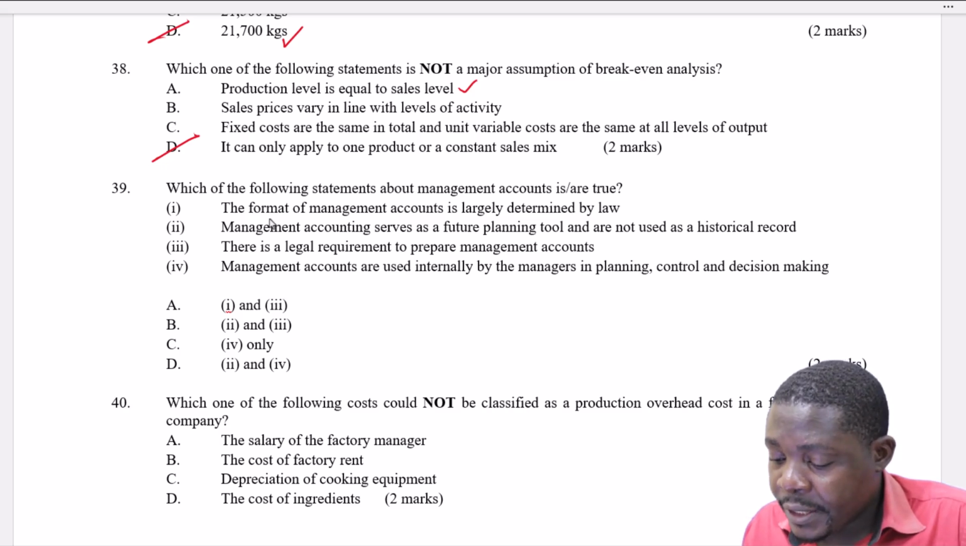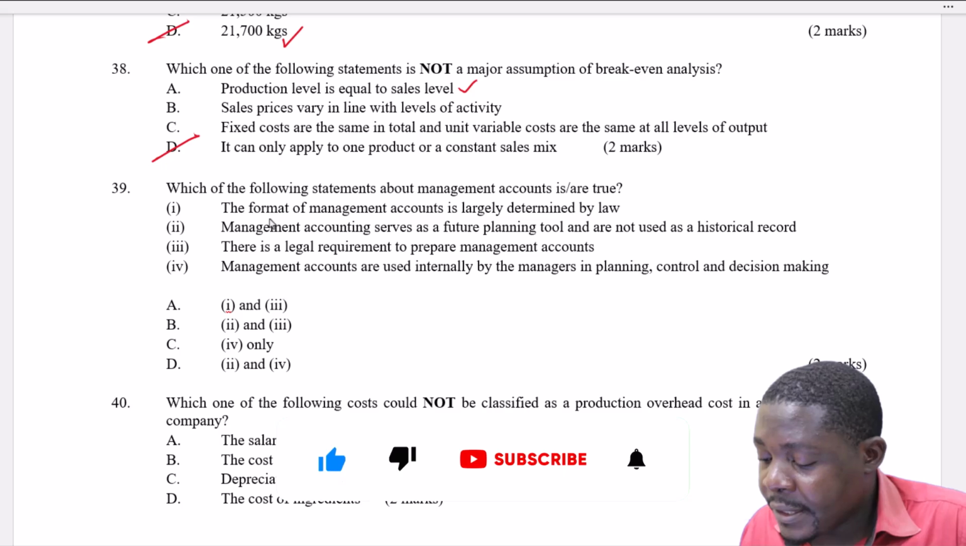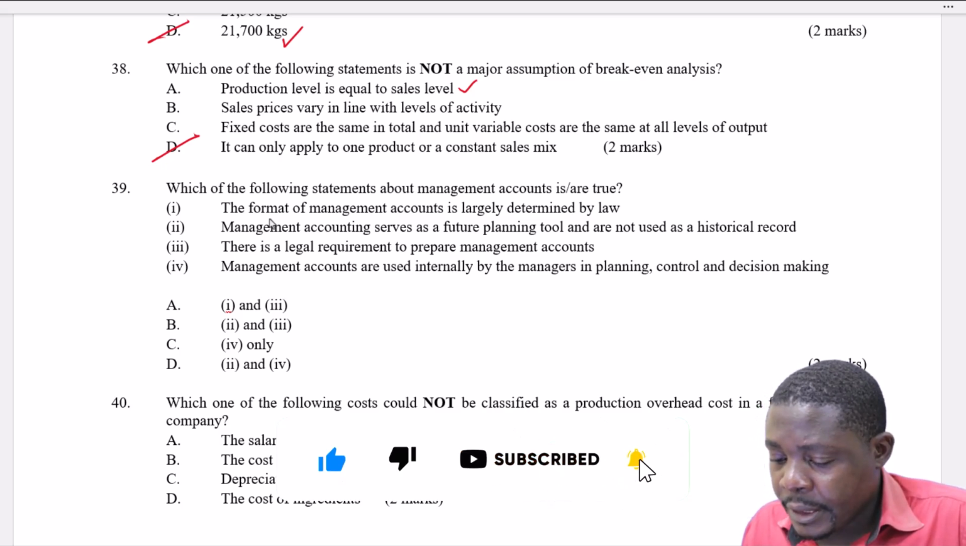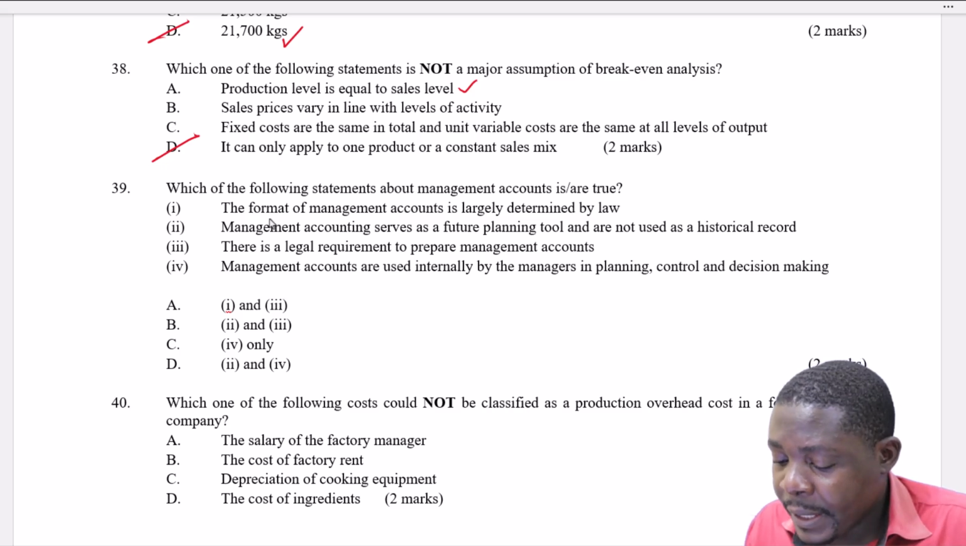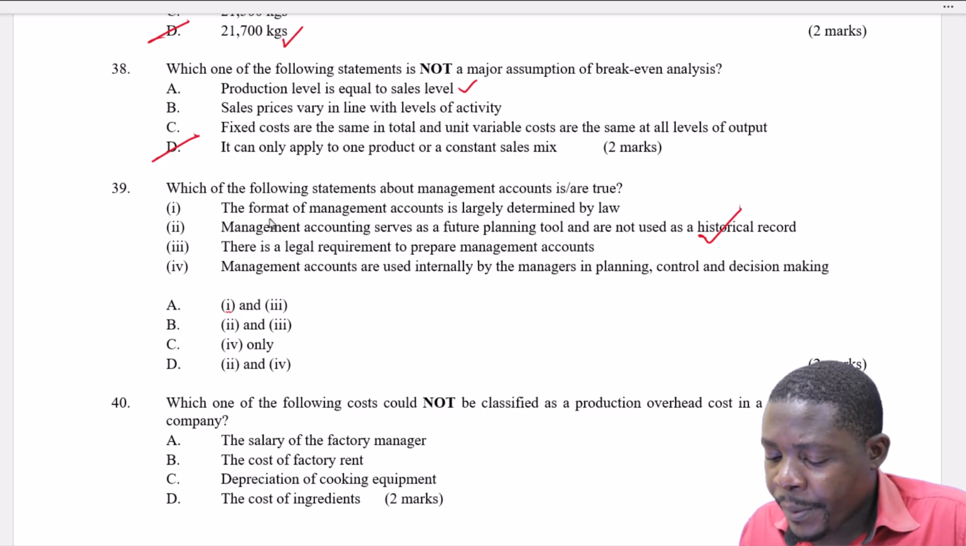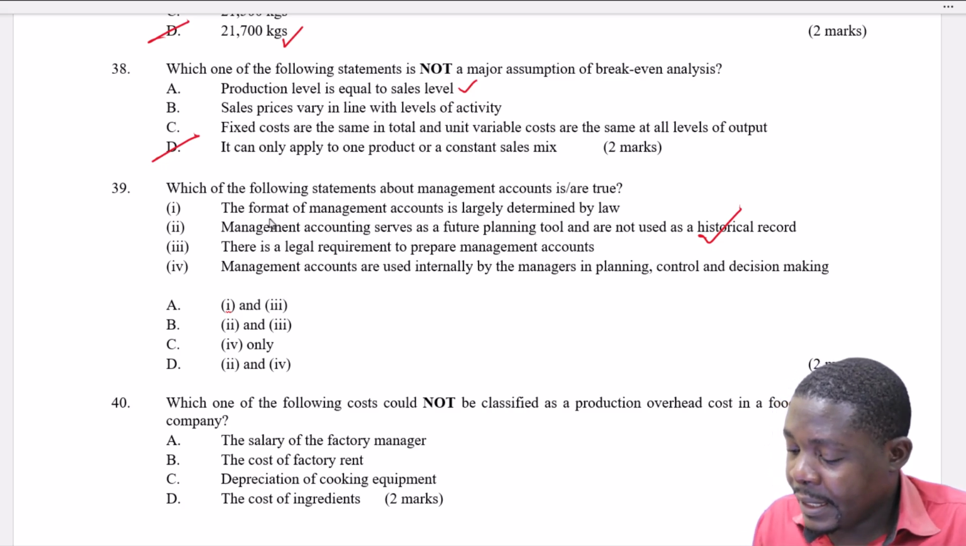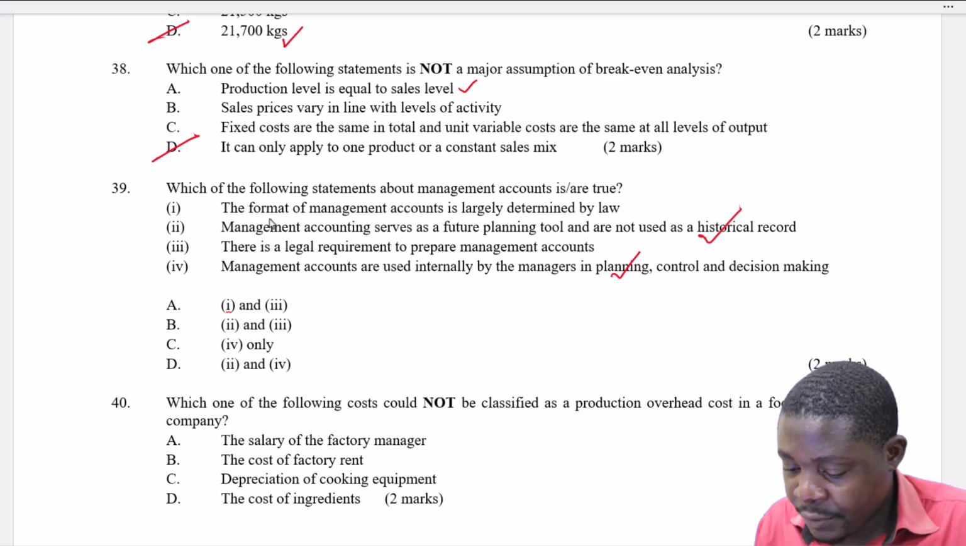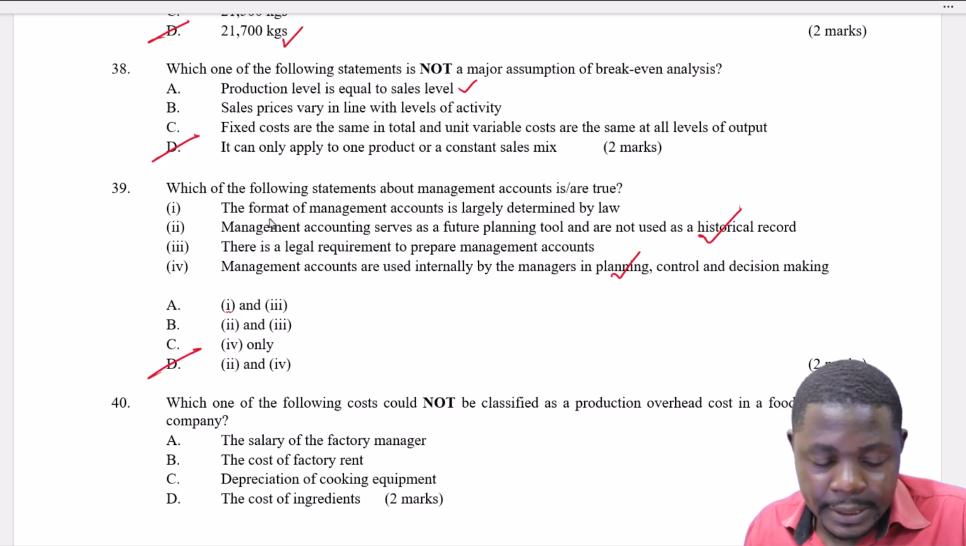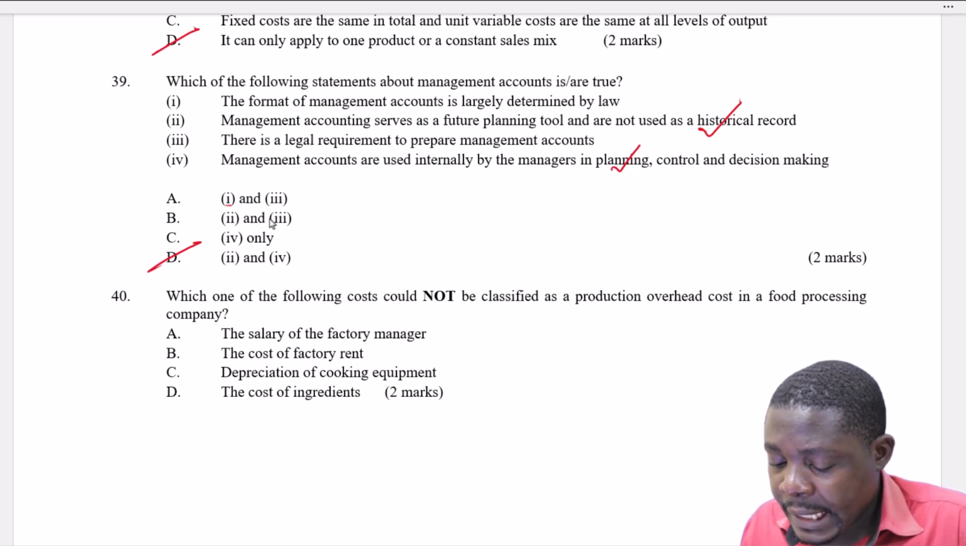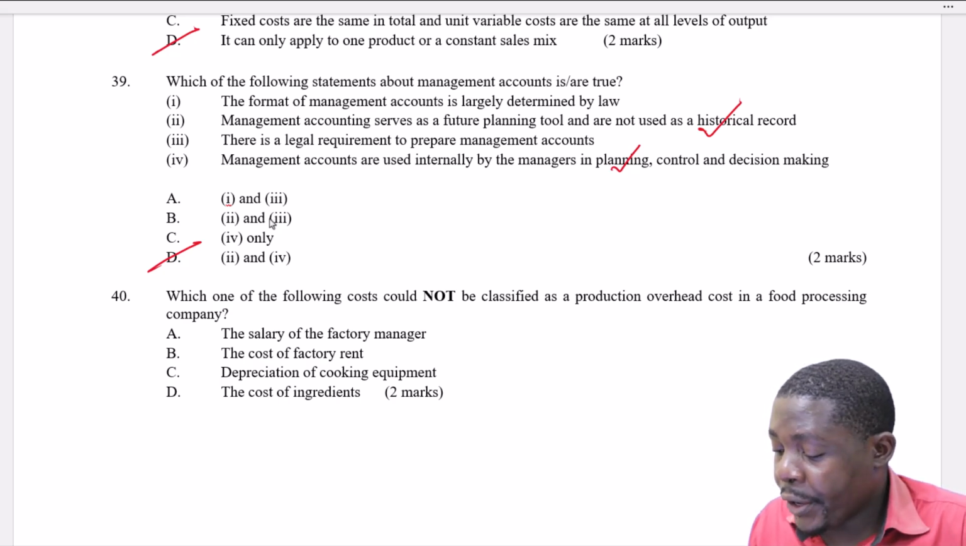Then 39. Which of the following statements about management accounts is or are true? The format of management accounts is largely determined by the law. That's not true. The management account serves the future, which is true. There is a legal requirement for preparation of management accounting. I know. Then the management accounts are used internally in planning. True. Now 2 and 4. Do we have 2 and 4? Yes. That is D.